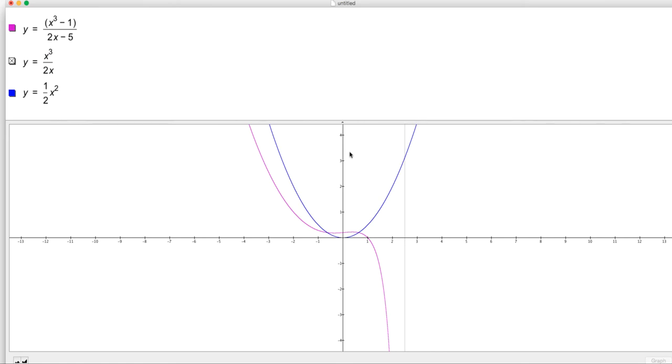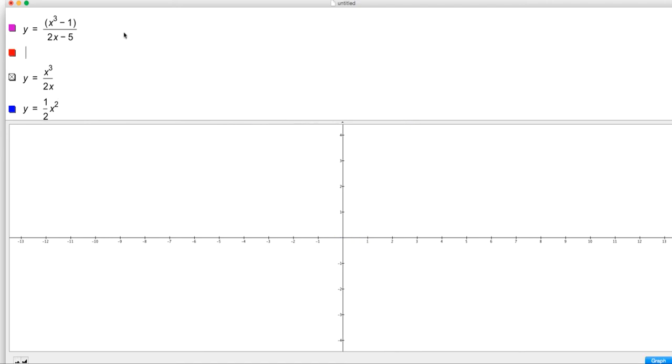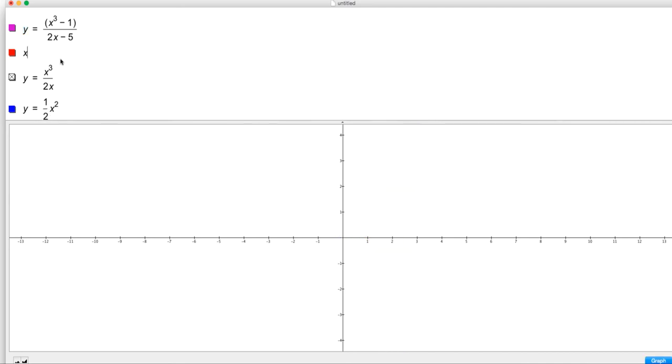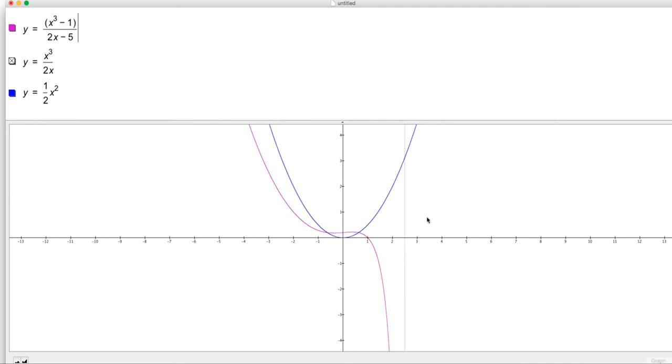The purple graph, for example, has a vertical asymptote at the x-coordinate of 5/2. That means that when x approaches 5/2, the purple y-coordinate approaches either positive infinity or negative infinity. We can see that vertical asymptote there very faintly in gray. But the blue graph doesn't have any discontinuities. So these two graphs clearly are not the same. They don't overlap at all, not like the red one and the blue one.